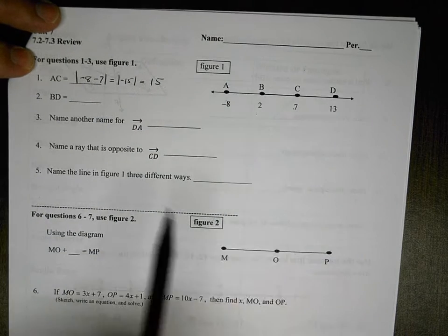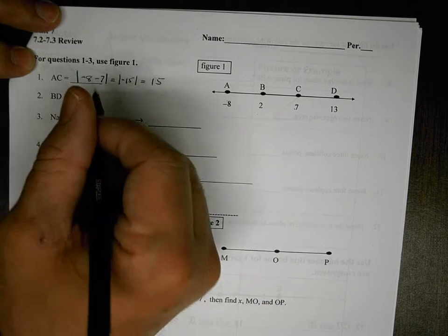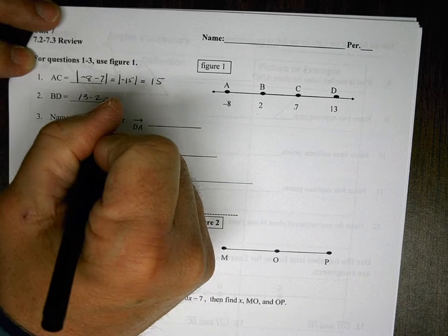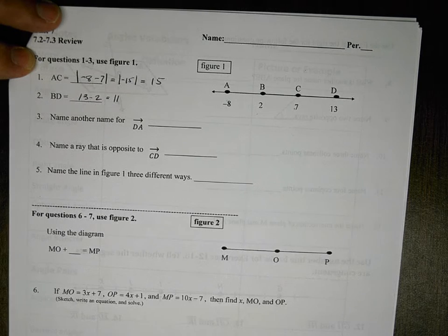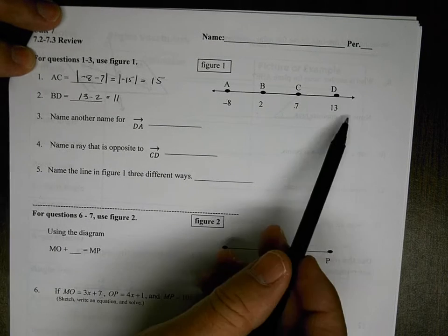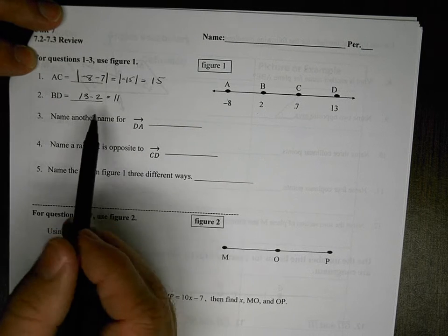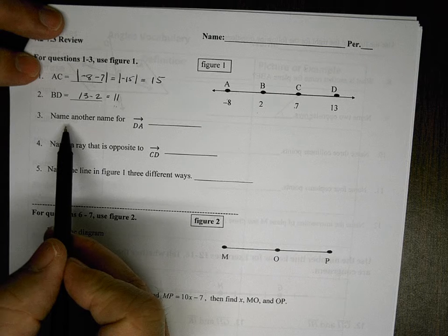The length of BD. Now, if you always take the bigger number and subtract the smaller number, you don't have to use the absolute value. It'll always come out positive. Oops, 11. Okay, so if you remember to do that, always subtract the smaller number from the bigger number, or put the bigger number first, you will be okay because you won't come up with that negative.